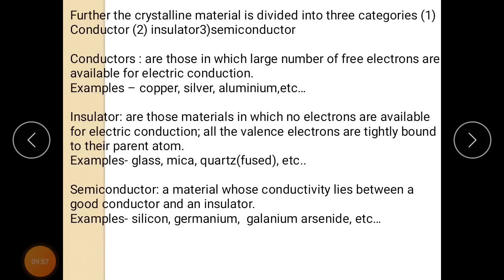Conductors are those in which a large number of free electrons are available for electric conduction. In conductors, they have a large number of free electrons moving in the conducting material, so as they move freely in that material, they produce electric current. Examples of conductors are copper, silver, aluminium, etc.